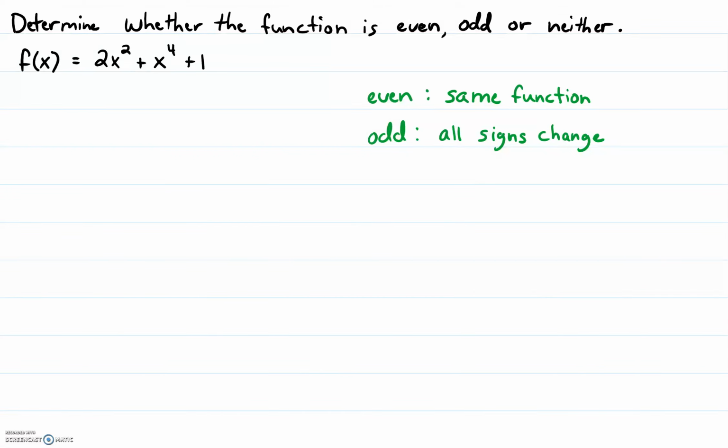In this video, we're going to talk about how to figure out whether a function is even, odd, or neither. The function that we're going to look at for this particular video is f of x equals 2x squared plus x to the fourth plus 1. Notice we're not given a graph, we're given the function in function notation.